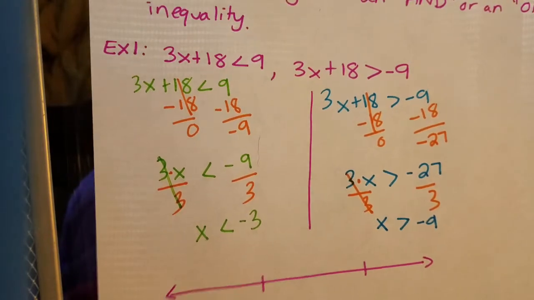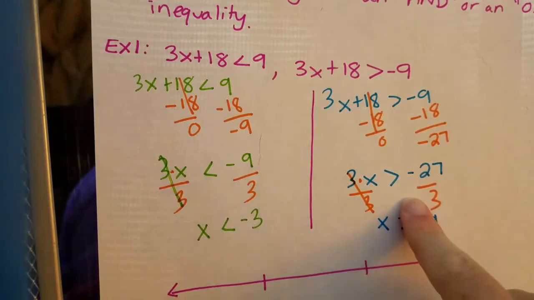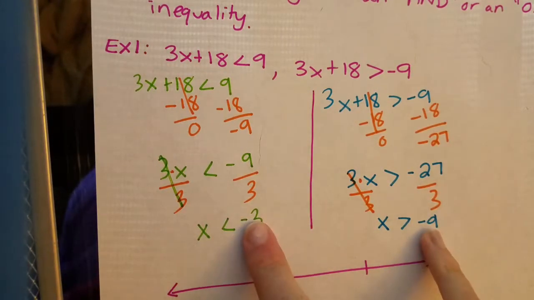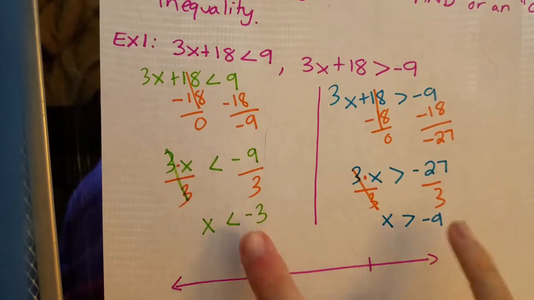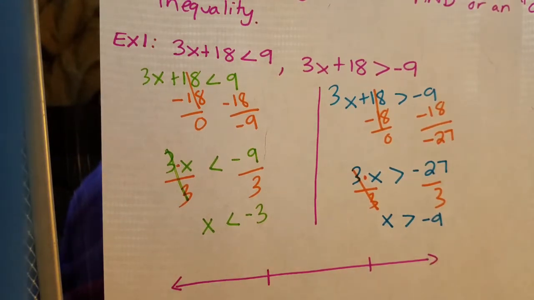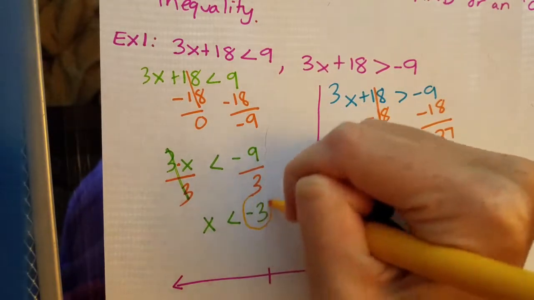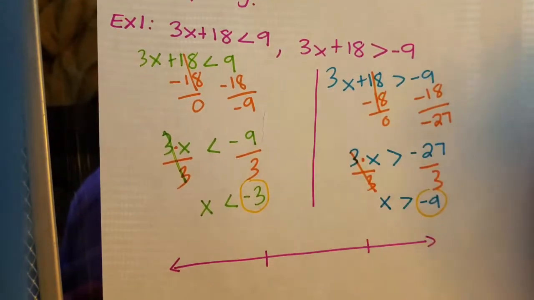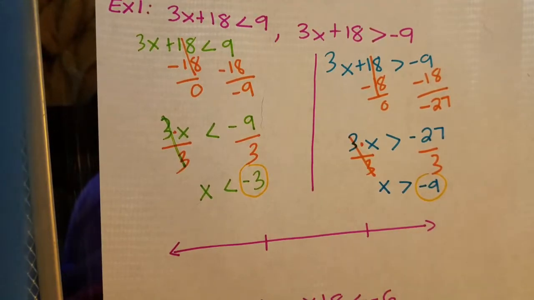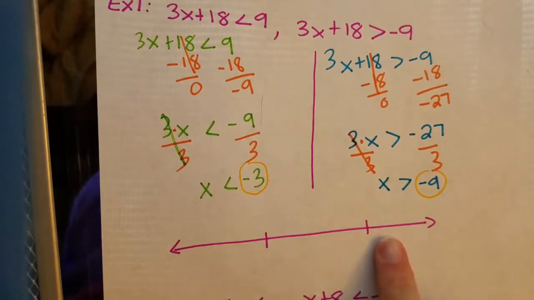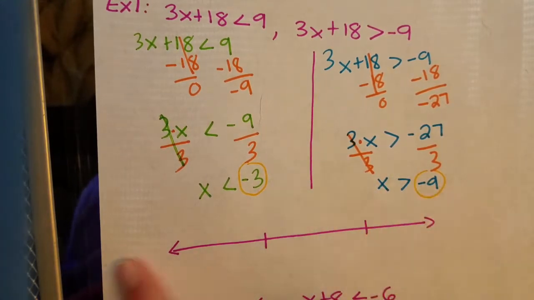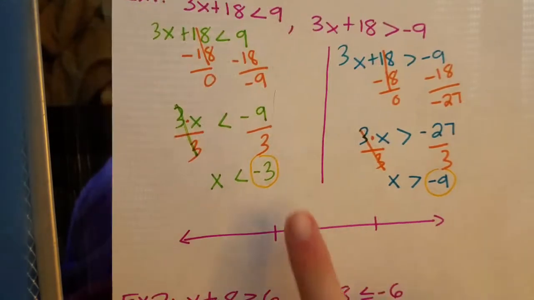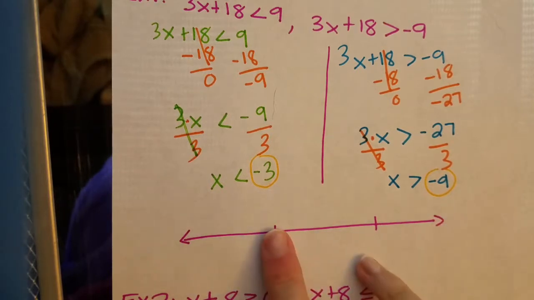So from here, once we've solved each inequality separately, we're going to put these numbers on our number line. I'm going to be focusing on these numbers right now. Those are going to be the only numbers that you put on your number line. You don't have to put all the numbers in between negative 3 and negative 9. It's a waste of time. So these are the only numbers I'm going to be putting on this number line.